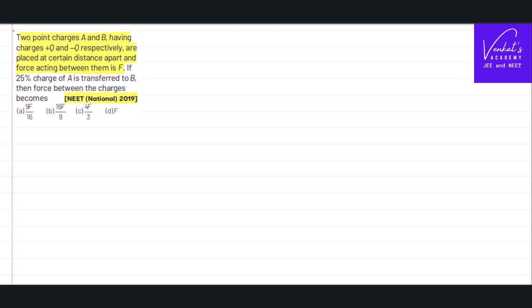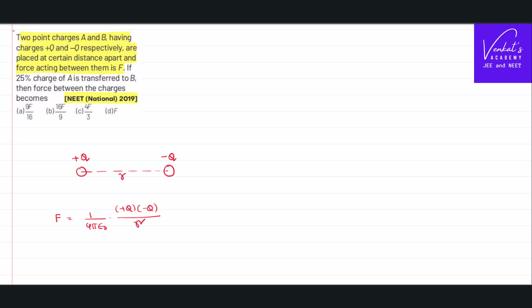What is being said is there is a charge plus Q, a point charge, small in size, and another charge minus Q, separated by a certain distance. Because the charges are opposite, the force between them is attractive. How much is that? 1 by 4 pi epsilon naught Q1 Q2 by R square, right? So this is how much is given to us.